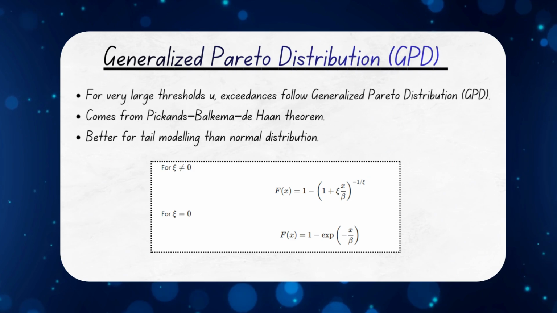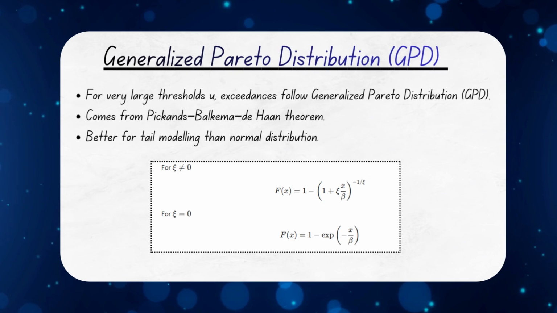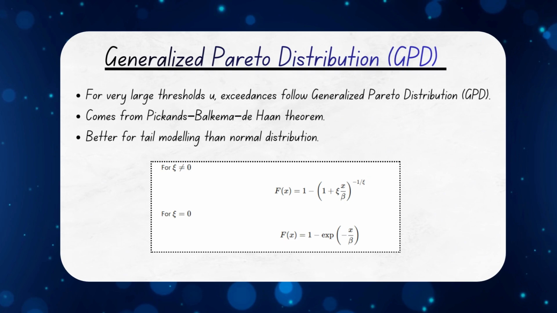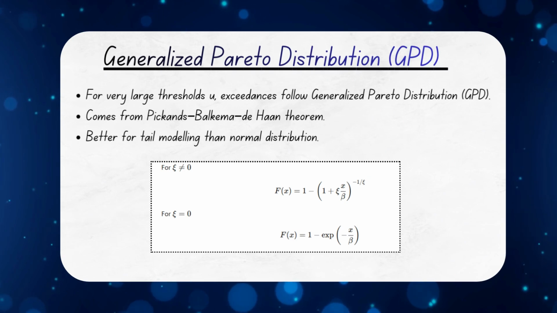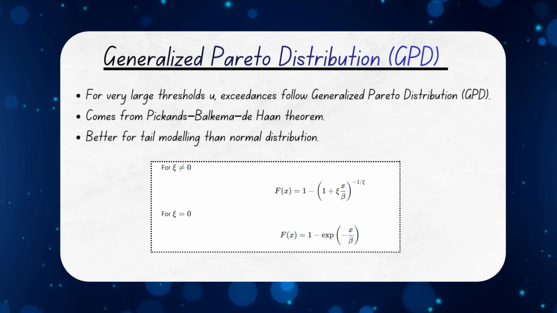In this topic, we study the Generalized Pareto Distribution, or GPD, which is mainly used to model extreme losses in financial risk management. Instead of modeling the entire dataset, the GPD focuses only on large losses that exceed a chosen threshold. This idea comes from extreme value theory and the Pickands-Balkema-de Haan theorem, which states that as the threshold becomes large, exceedances converge to a generalized Pareto distribution.